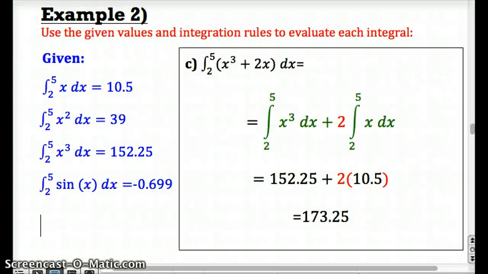As you probably realized, c is very much the same. You split it into 2 integrals because there's 2 terms. And this time we're going to use a constant multiplier rule. Instead of putting the 2 inside of the integral, I'm allowed to just multiply it on the outside. And from there, you've got an easily identified integral, and you just multiply 2 times the value of this second integral, which was another one of our known values.